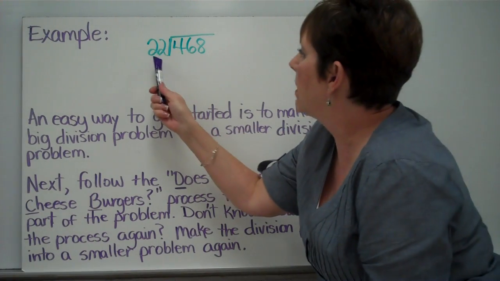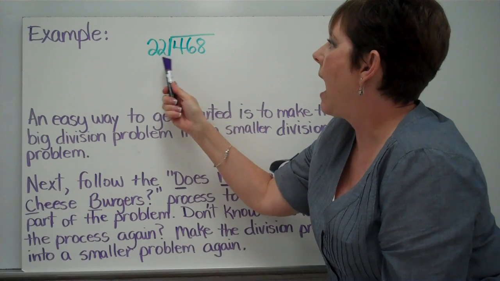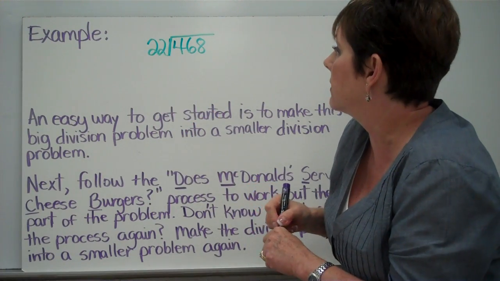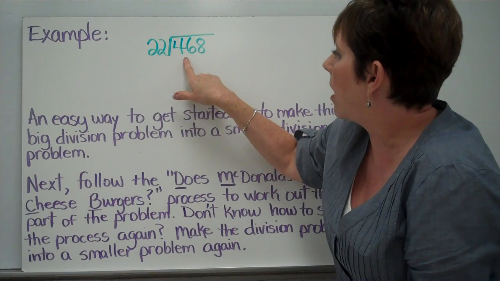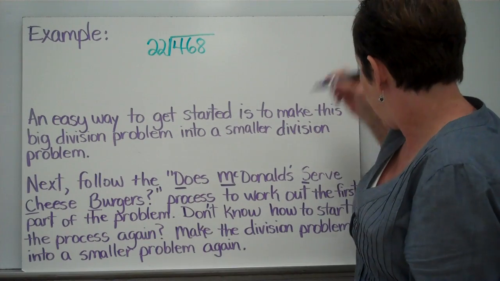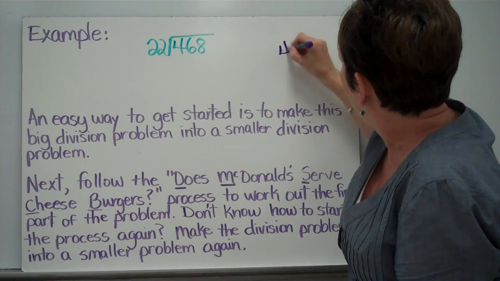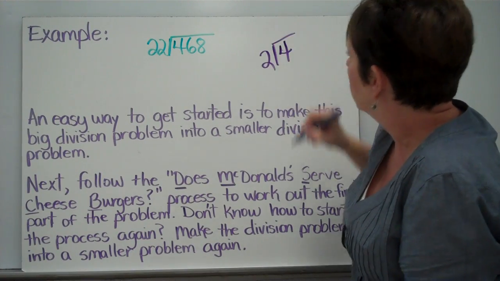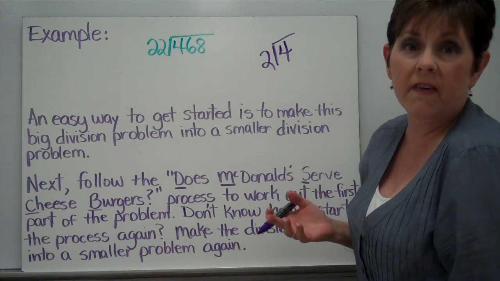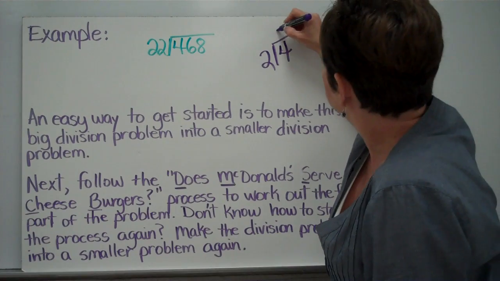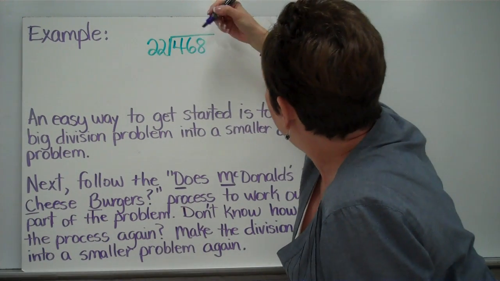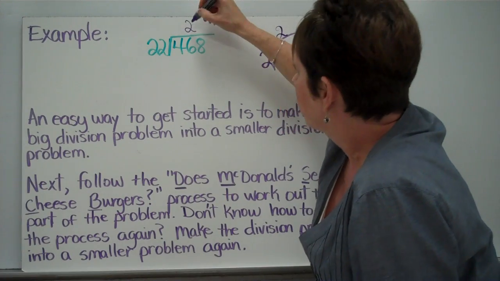For example, we might look at this 22 and we can take the 2 here, the one in the tens place. And we can look at this big problem here, and we can just take this 4, the one in the hundreds place. And we can say, all right, 4 divided by 2. There's a smaller division problem. What is 4 divided by 2? 2. Okay, let's put that idea over here. All right, we're going to put a 2 up here.